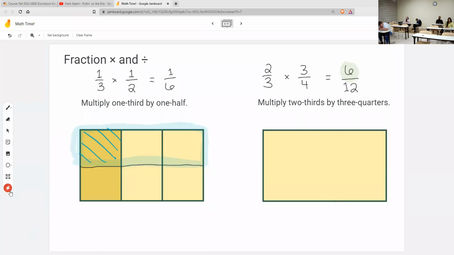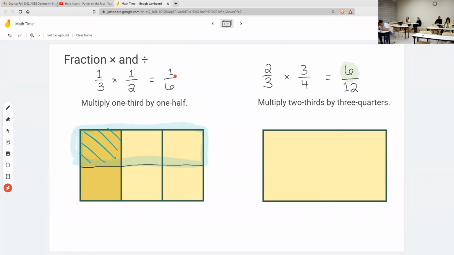When we did it out in the way we've been taught, multiply across the top, 1 times 1 is 1, multiply across the bottom, 3 times 2 is 6. Where did those numbers come from? Each of the 3 pieces was cut in 2. So we now have 6 pieces, we have 6. And of that third, I still only get 1 of the 2 pieces. 1 times 1 is 1.